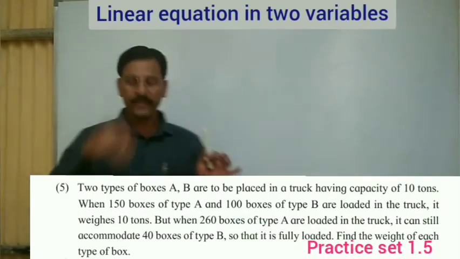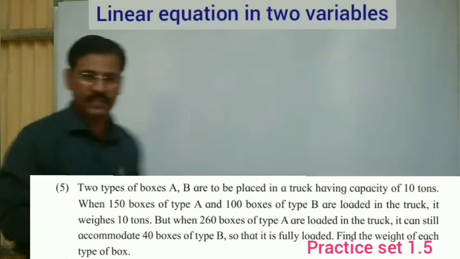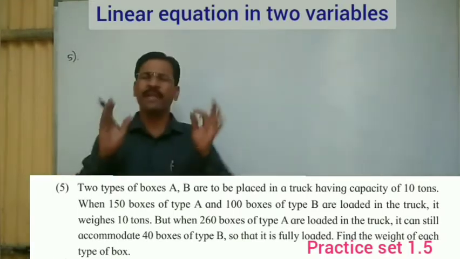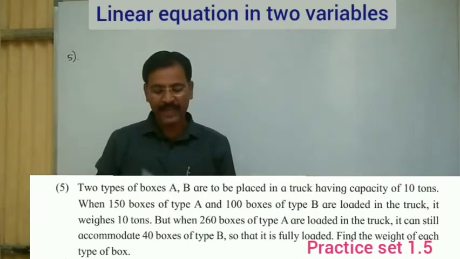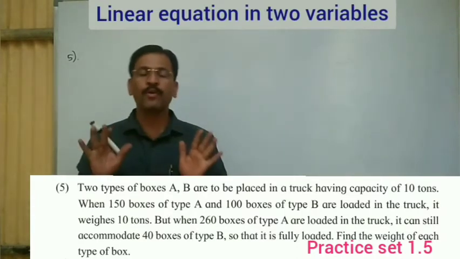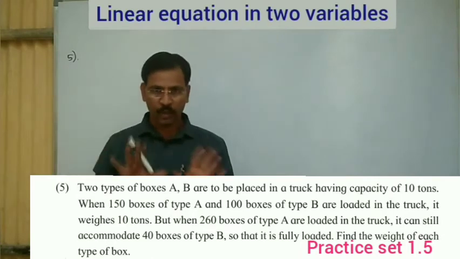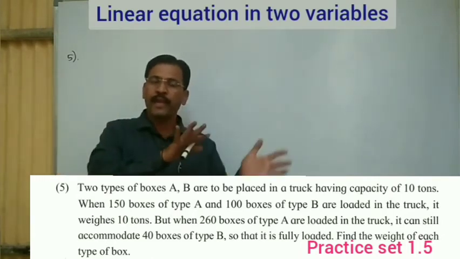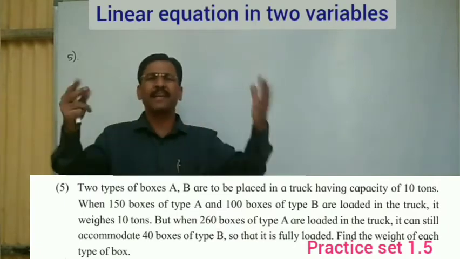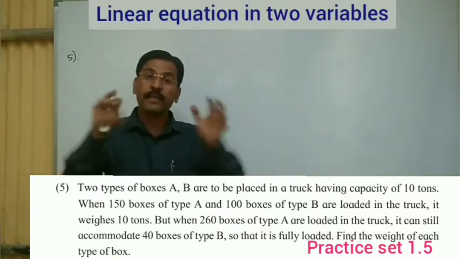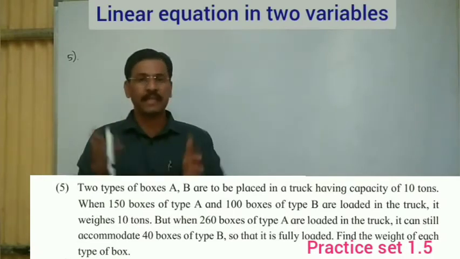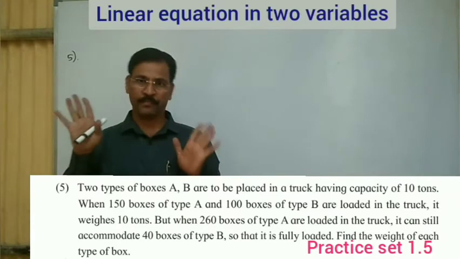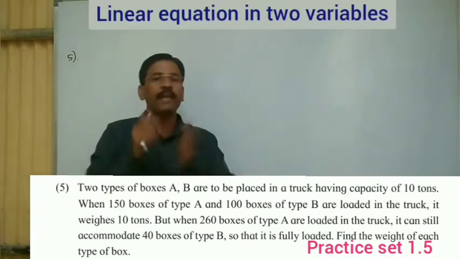See here, in the next sum, which is the fifth sum, what is there? See here, they have given us one condition, a different type of example here. I'll read it. There are two types of boxes, A and B. Okay. So the number of boxes of A and the number of boxes of B, a certain number of them are placed. The capacity of the truck is 10 tons. Do you know 1 ton equals 1000 kilograms? Okay. So in the first condition, what is given to us?